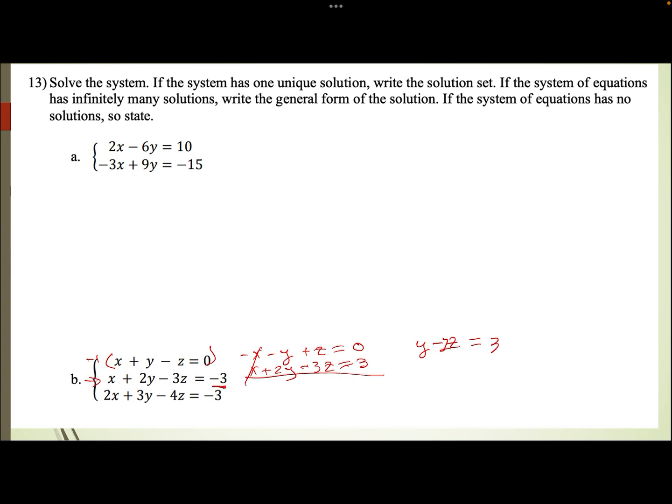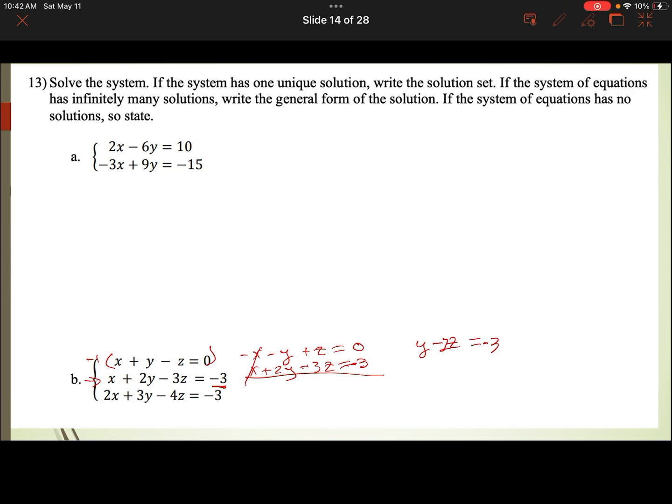Oh, this is a -3, isn't it? See, you've got to be careful. Don't make mistakes like I'm doing. Okay, now I need to get rid of the x in another one. So I'm going to put these two together, and I'm going to take this one and times it by -2, and let's go up here. So now I'm going to times it by -2.